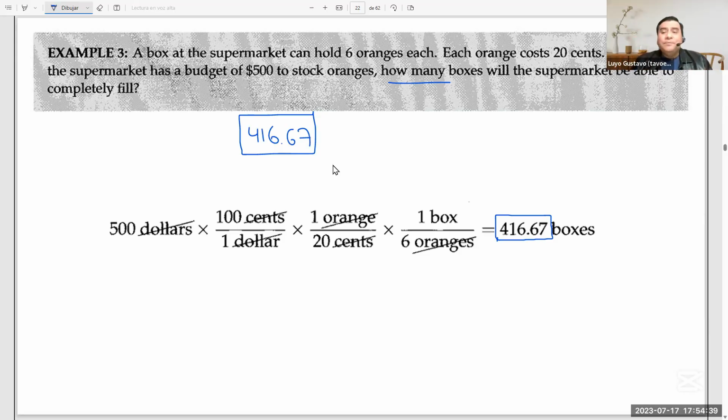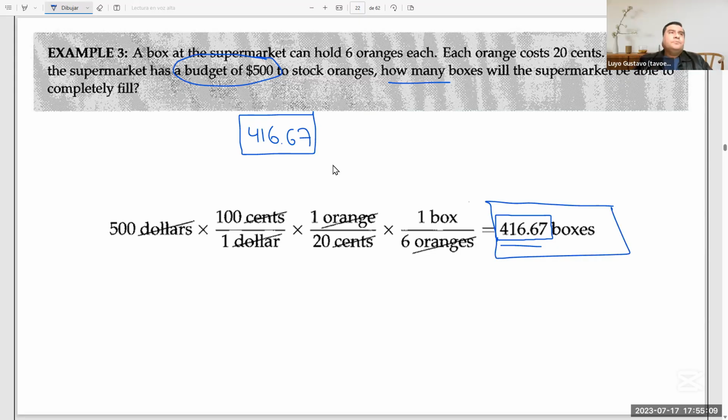Any questions? The important thing here, rather than the accurate value, is the formulation of the solution, right? The successive multiplication of the original amount, this budget, by the conversion factors so that at the end I obtain boxes, okay?